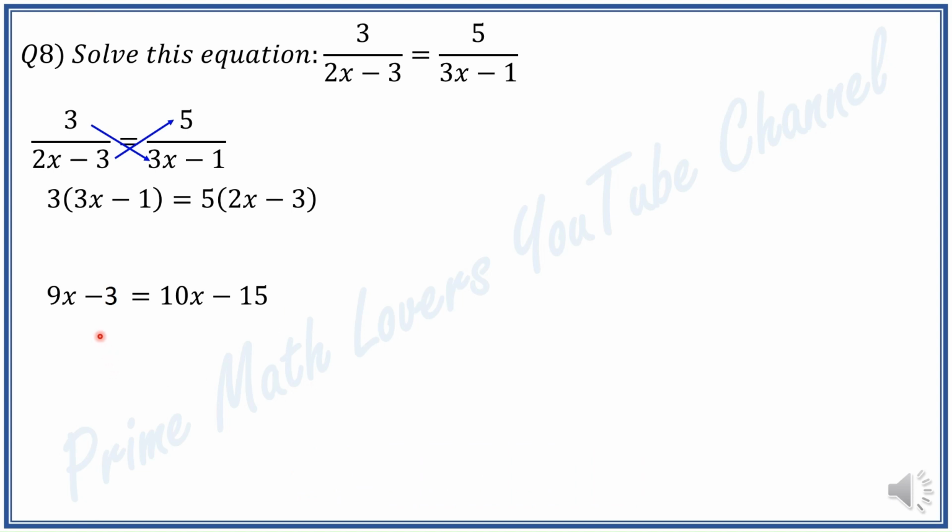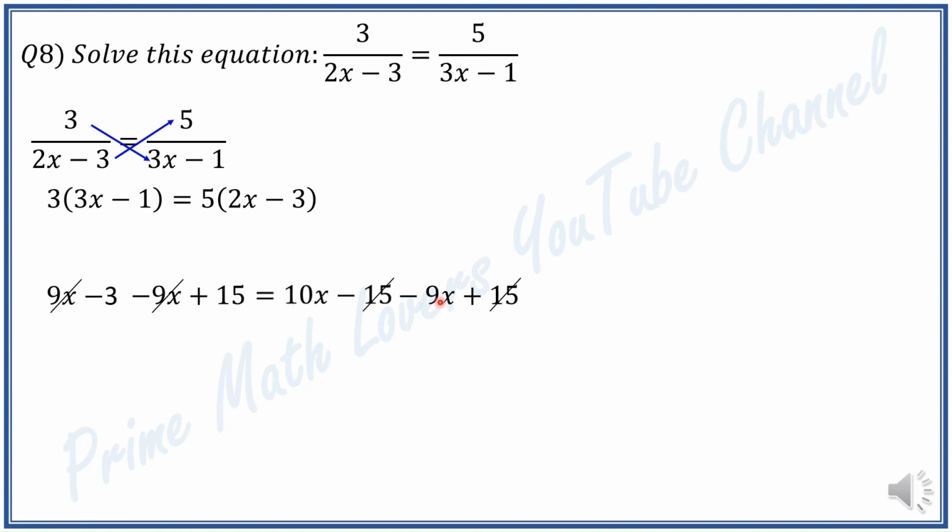And I add minus 9x plus 3 to both sides of the equation. So minus 9x plus 15 to the first side and minus 9x plus 15 to the other side. This 9x with this negative 9x will be cancelled. This negative 15 with positive 15 will be cancelled.